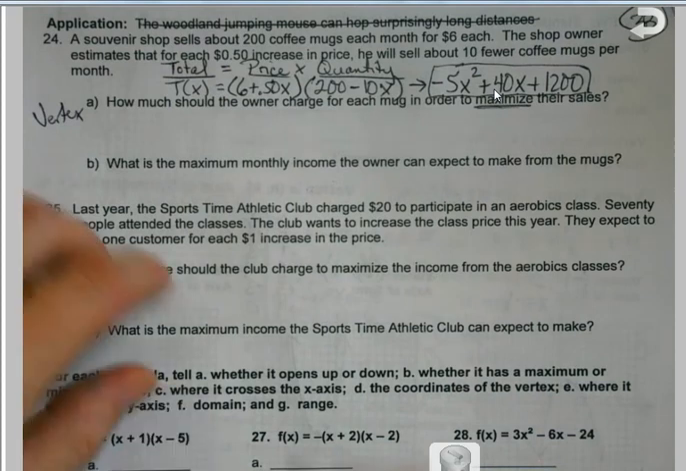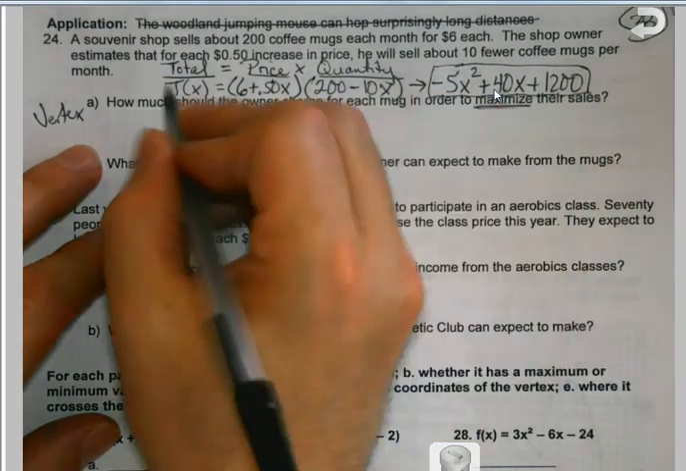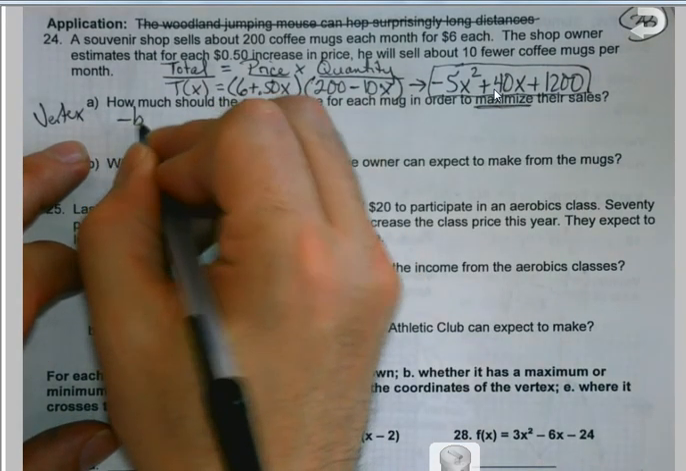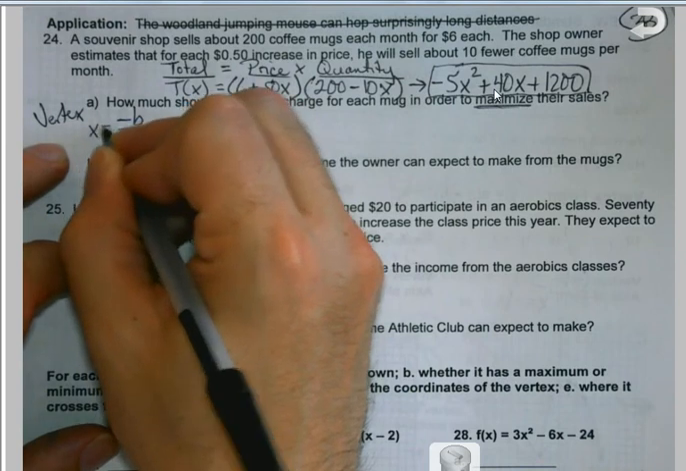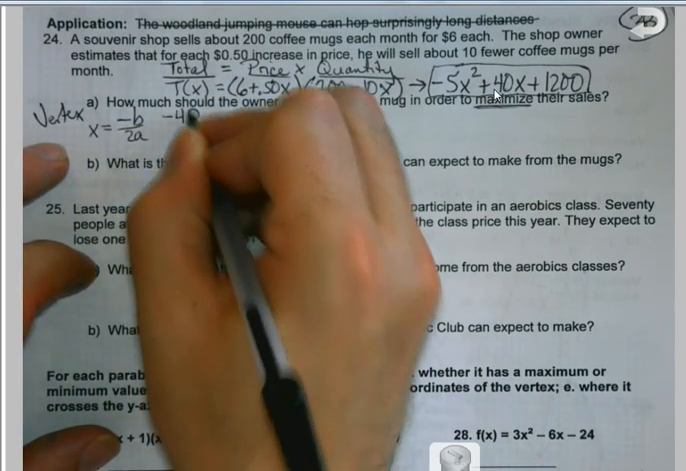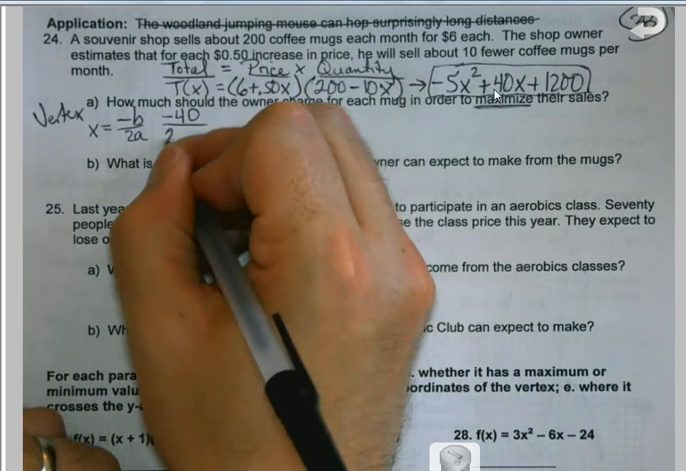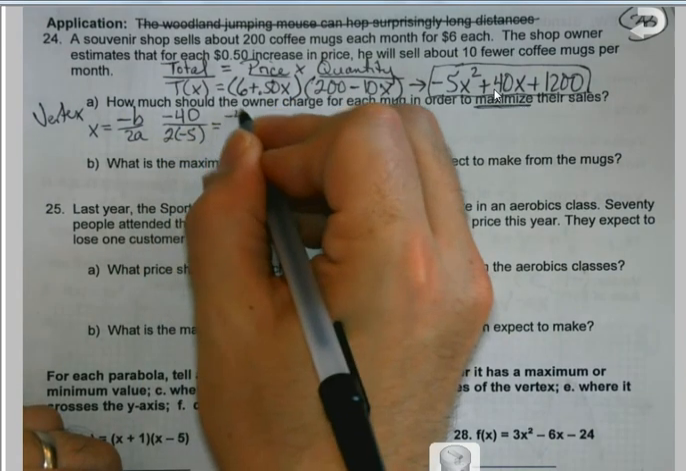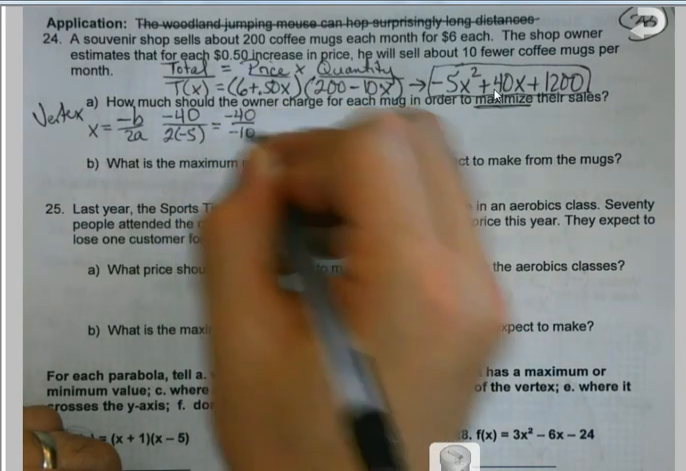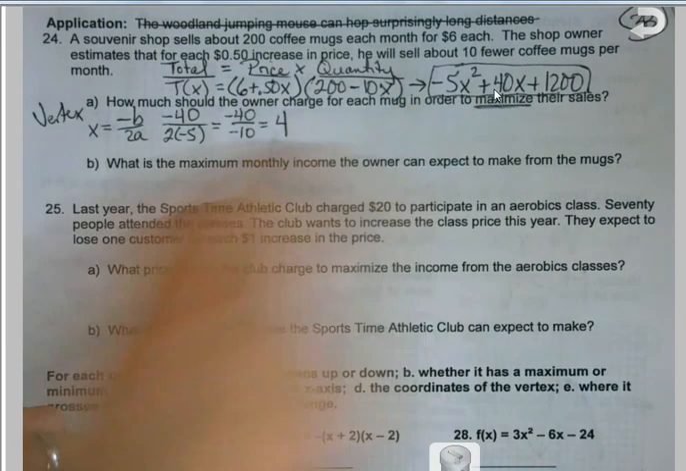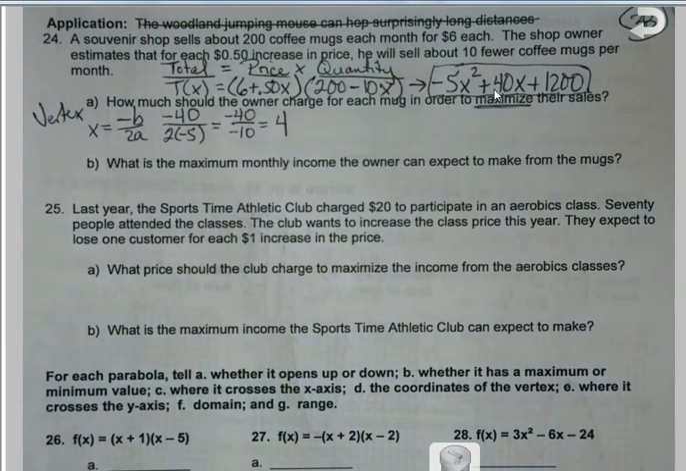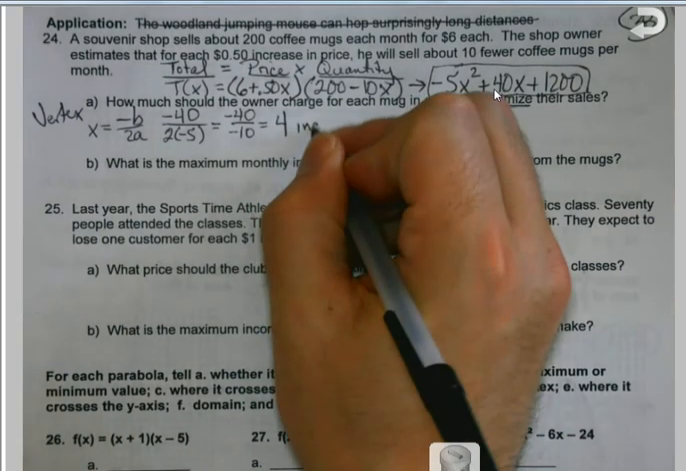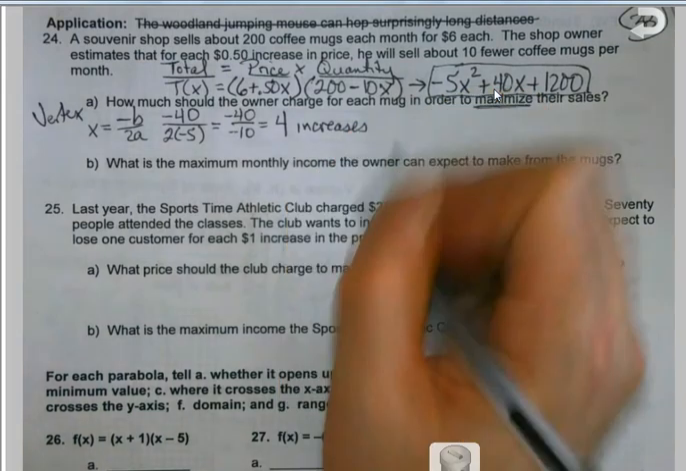Since this opens down, I'm going to have a maximum. So I say, okay, my b value, so again it's my negative b over 2a, will get me my x. So negative 40 over 2 times negative 5. All right, let's see here. Negative 40 over negative 10 is 4. Now, that doesn't mean it's going to go up like 4 cents or $4 or something. This is for increases in price.